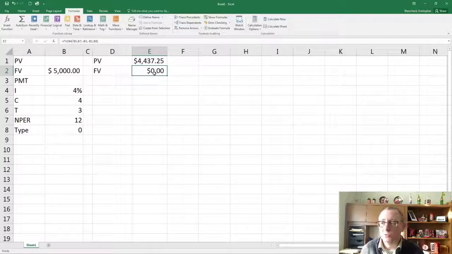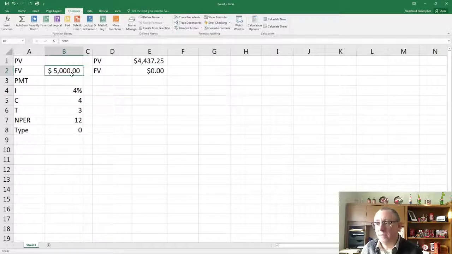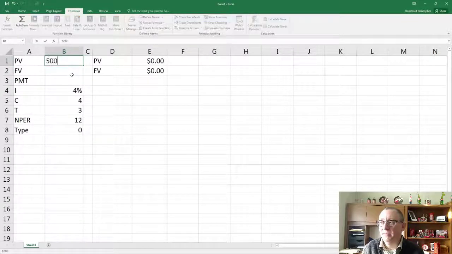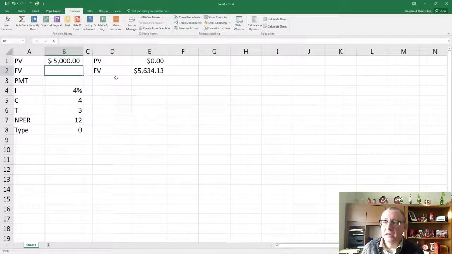Now, right now for this one, we only have a future value. So let's say instead we have $5,000 today, that in 3 years would grow to $5,634.13. So that works out pretty well.